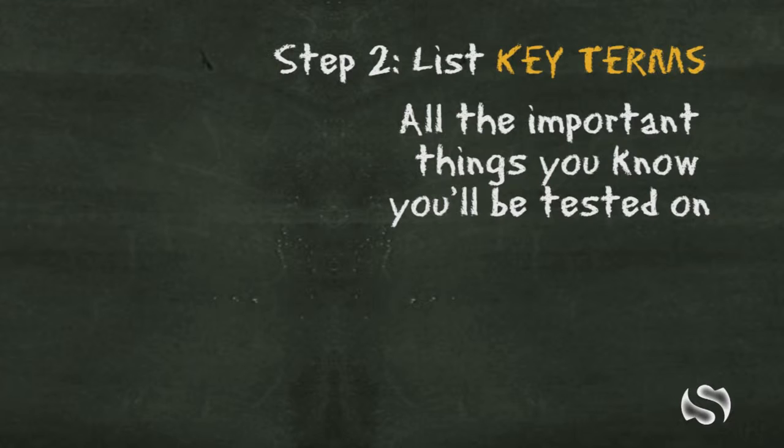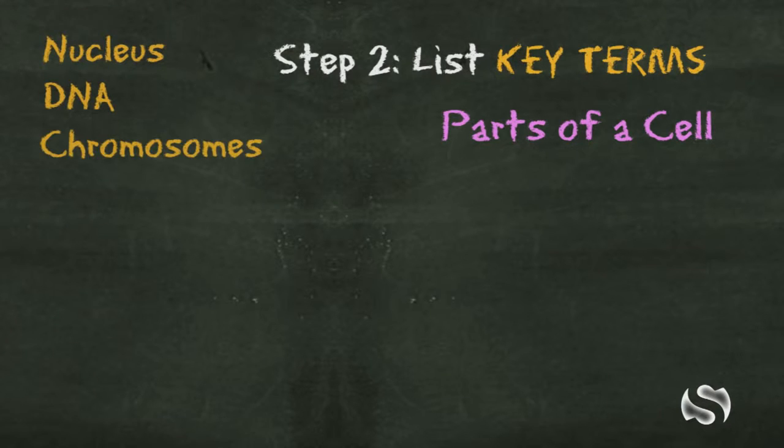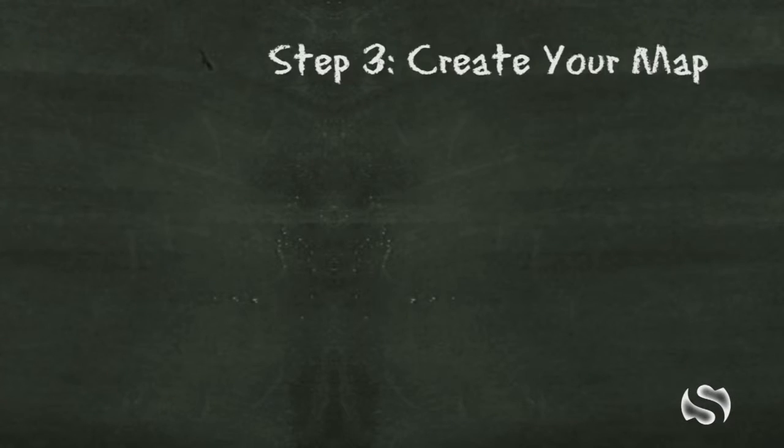So these are all the important things that you know you're going to be tested on. So for example, with the parts of a cell, you might have the nucleus, DNA, chromosomes, mitochondria, cell membrane, ribosomes, vacuole. Things like that would be really important terms that you would see on a test covering the parts of a cell.